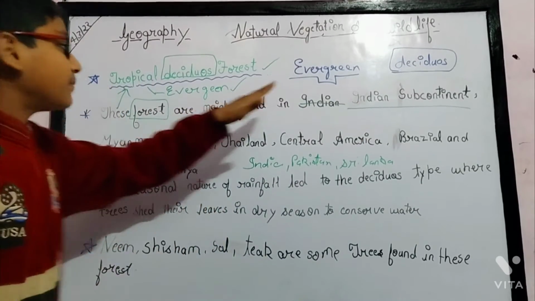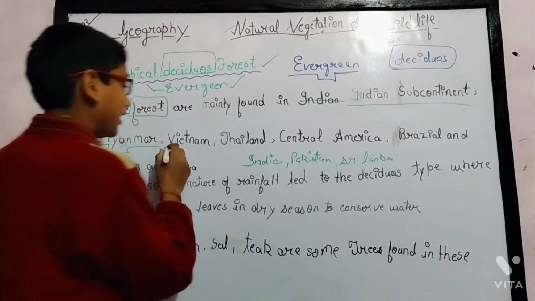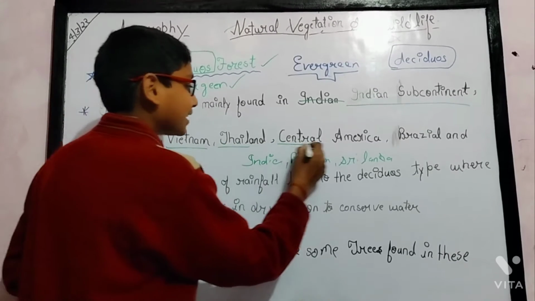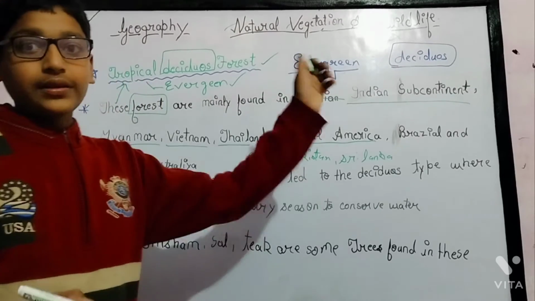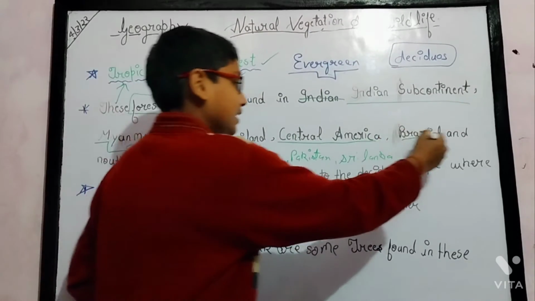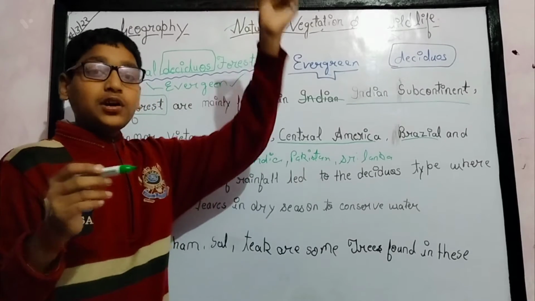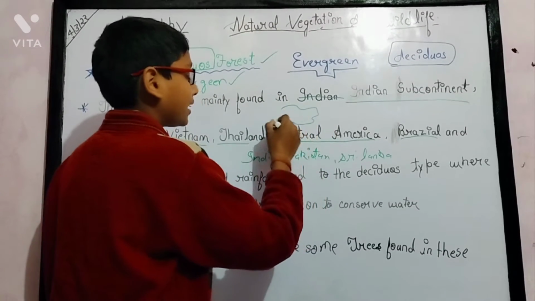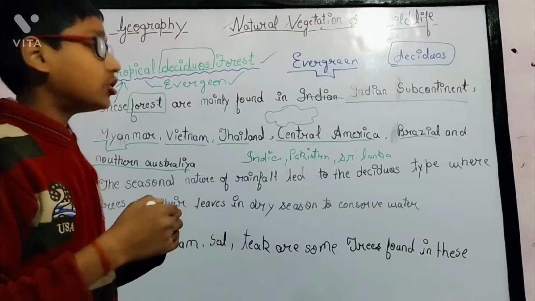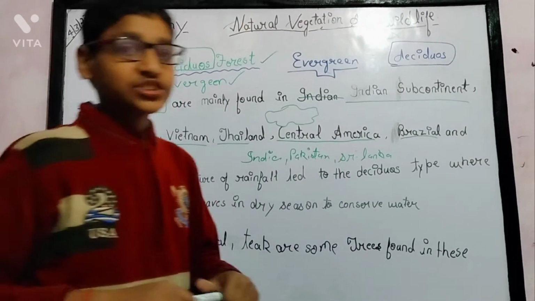These forests are mainly found in the Indian subcontinent, Myanmar, Vietnam, Thailand, and Central America. I will show on the map where Central America is, and also Brazil and Northern Australia, the northern part of Australia. I will roughly draw it, and show it in a bigger place. This is not exactly like Australia.